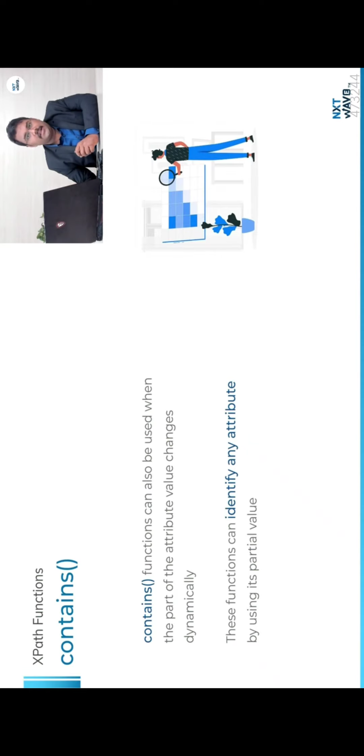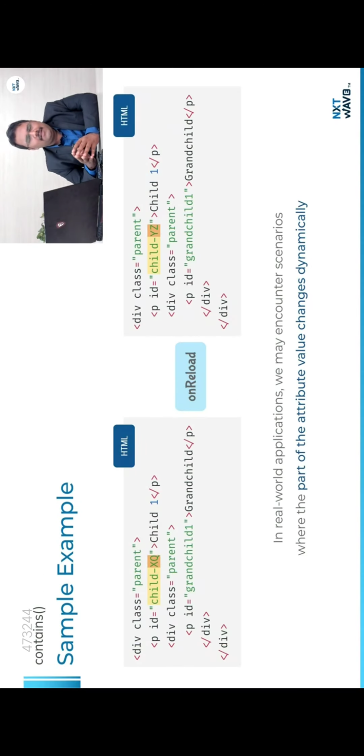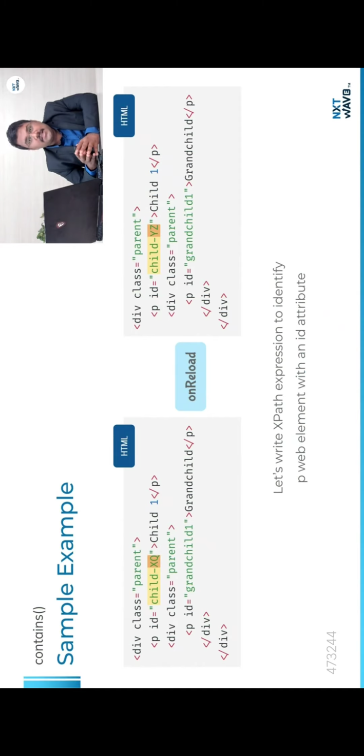In addition to the discussed functionality, the contains function can also be used when a part of the attribute value changes dynamically. These functions can identify any attribute by using its partial value. For example, in real world applications, we may encounter scenarios where a part of the attribute value changes dynamically. So in such situations, we should be able to handle the testing appropriately.